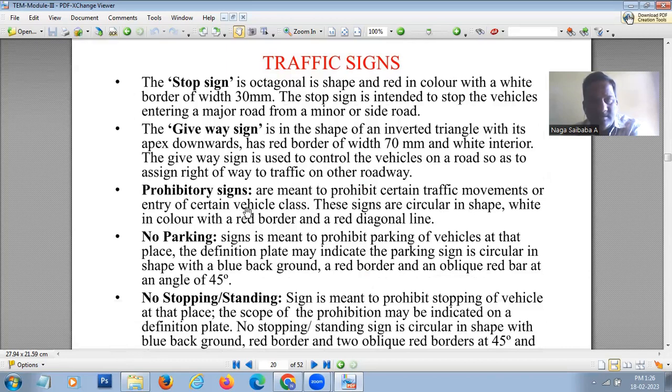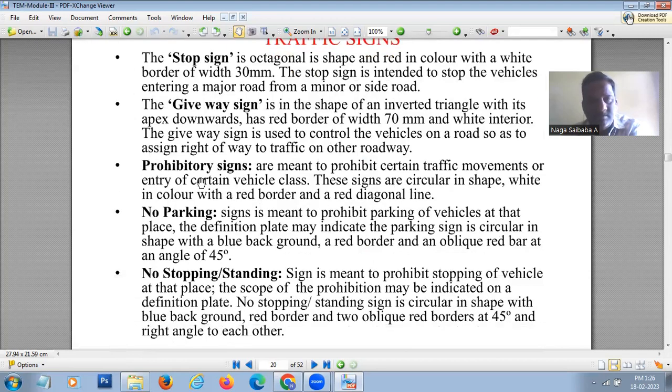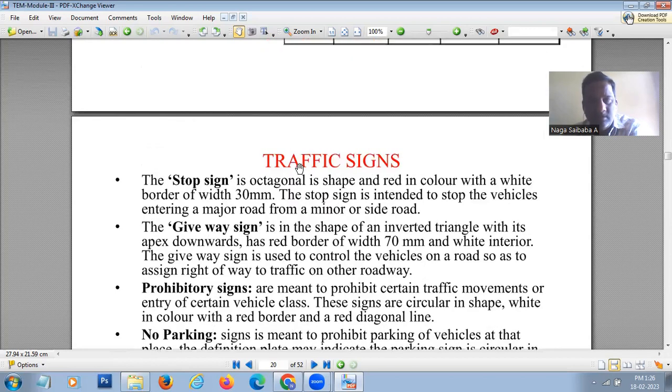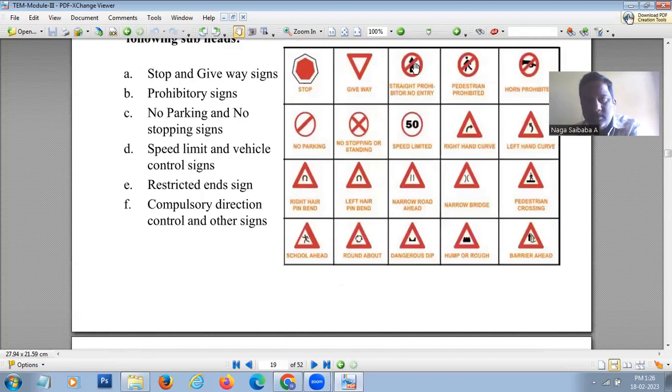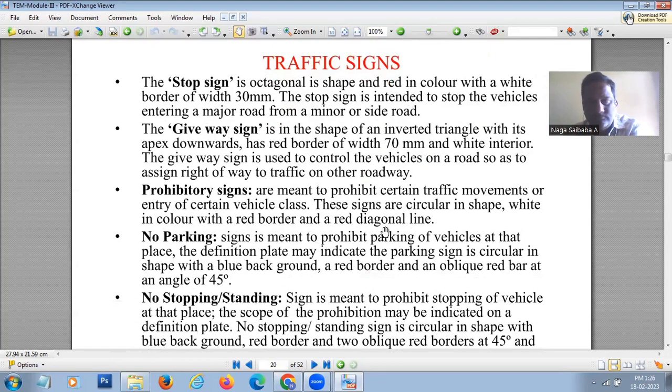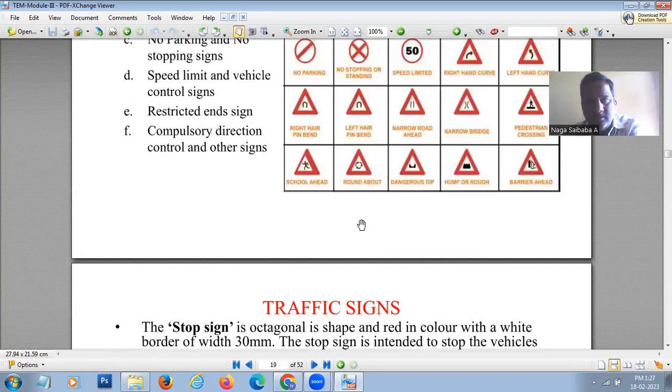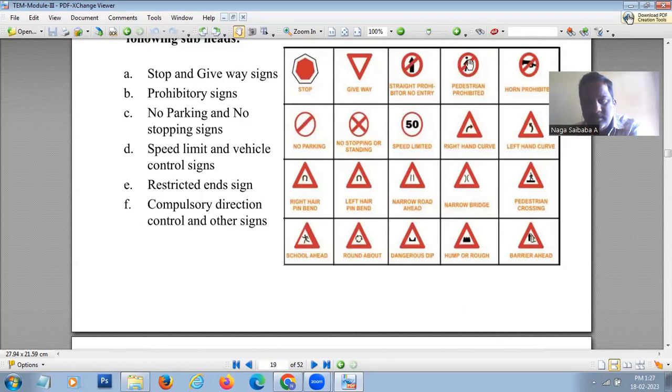Next, prohibitory signs. These are meant to prohibit traffic movements or entry of certain vehicle classes. These signs are circular in shape. Except stop and give way, all the remaining signs are circular in shape, white in color with a red border. They also have a red diagonal line to indicate the prohibition.